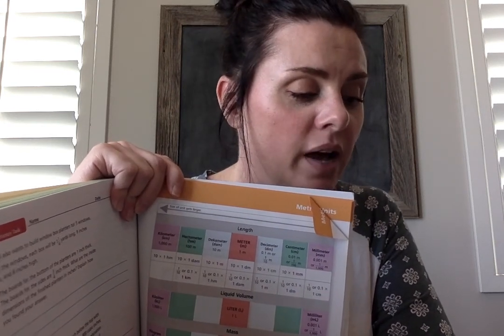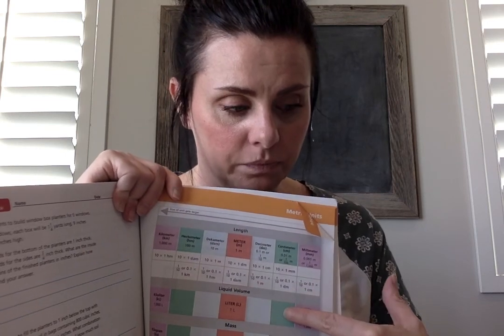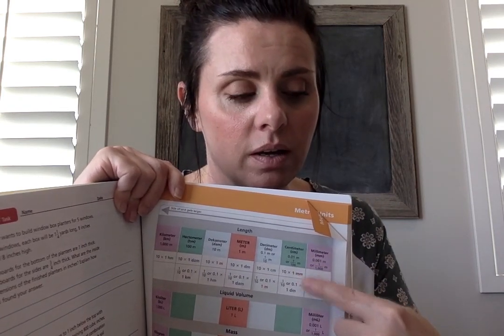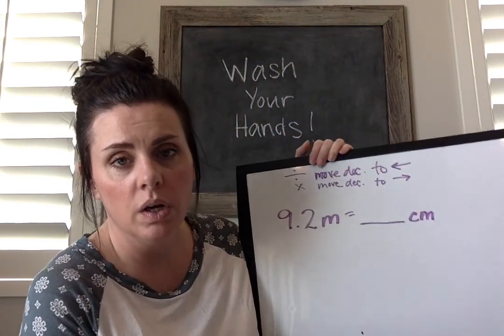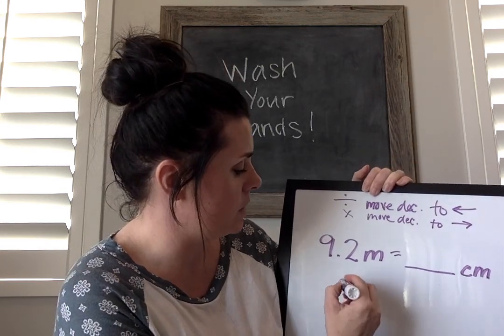Okay, so we're on number 4, 9.2 meters. How many centimeters? Okay, so our meters are here, our centimeters are over here. There's more centimeters. In fact, there's 100 centimeters in 1 meter. Well, I have 9.2 meters. So if I times that by 100, then I'll have how many centimeters I need. So we're going to take 9.2. We're going to times it by 100. Well, 100 has 2 zeros.